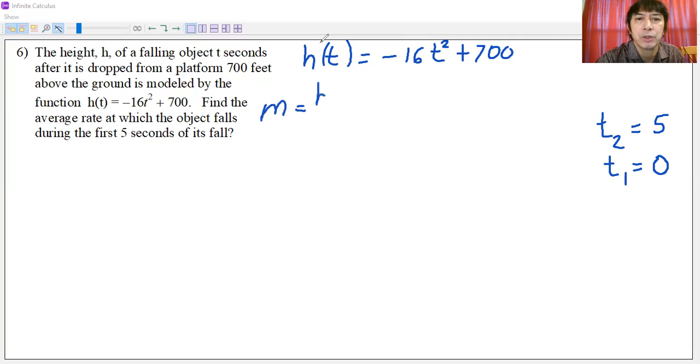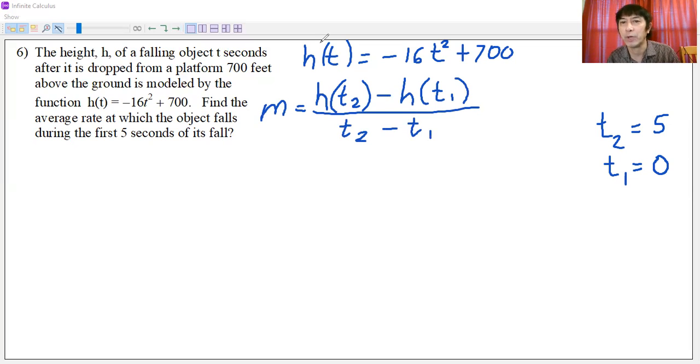This will be H of T2 minus H of T1, and this is divided by T2 minus T1. This is our working equation. So we're going to solve separately the H of T2 and H of T1. We can make use of this formula later. We shall start with computing H of T2.